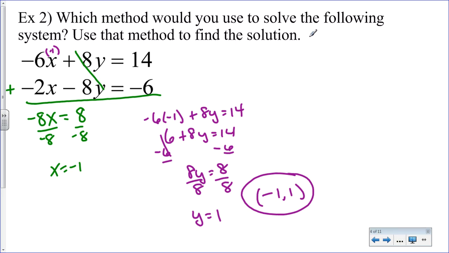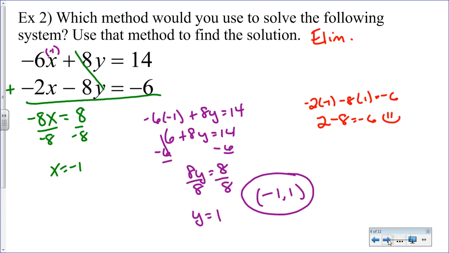Okay, to check this, we are going to plug those back into the second equation. So I'm going to do negative 2 times negative 1 minus 8 times positive 1 equals negative 6. When I multiply those two, I get positive 2. And when I multiply those two, I get negative 8. And 2 minus 8 is negative 6. So we're in good shape.